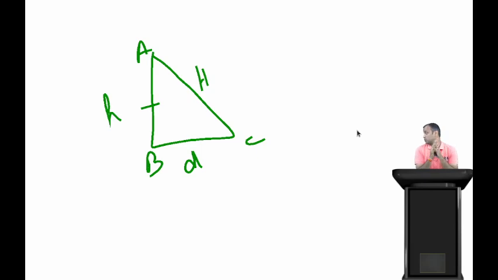Now it's time to end the class, and in the next class we will solve some problems by using these values, by using the values of the angles and the ratios of the right angle triangle. So I think you will be prepared for the next class.